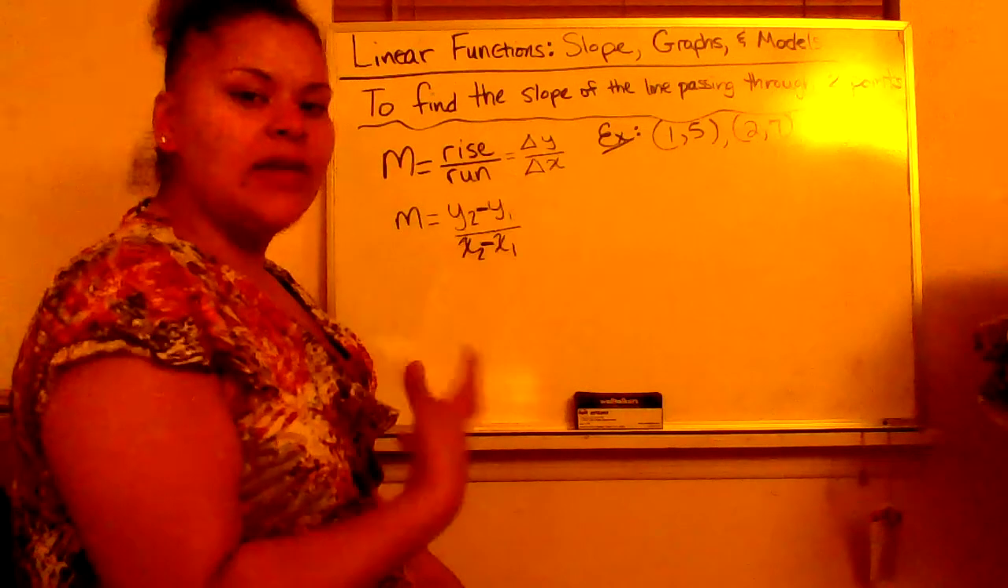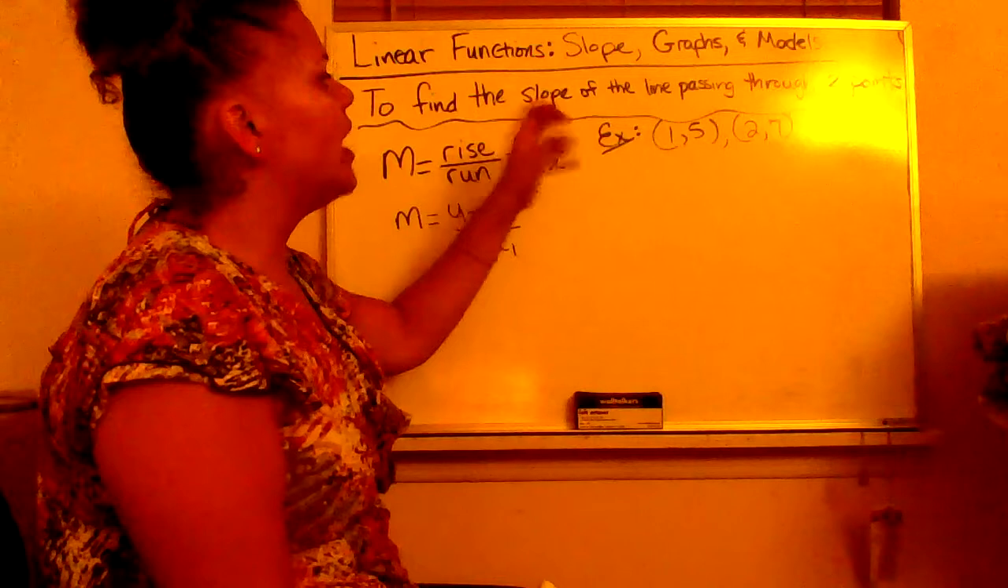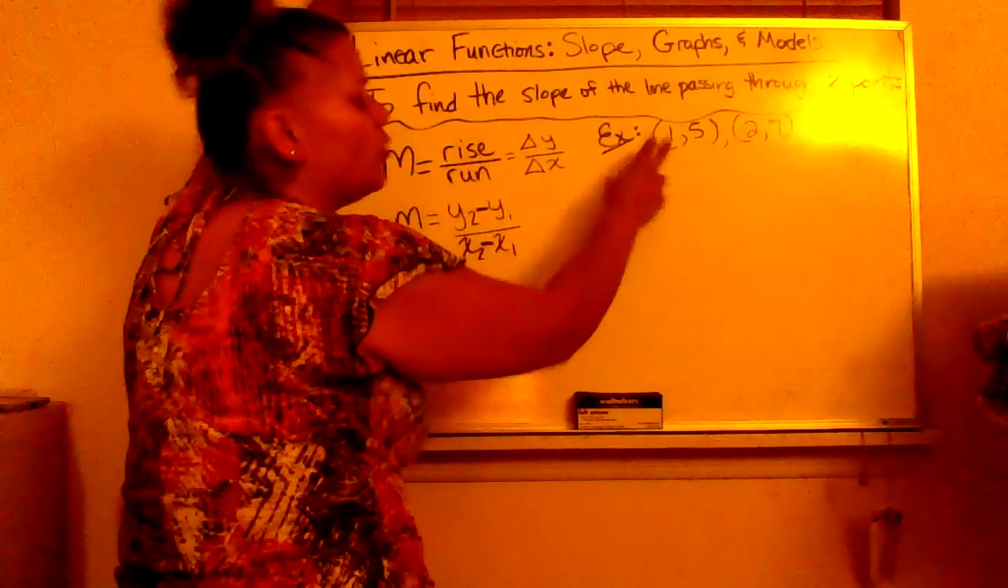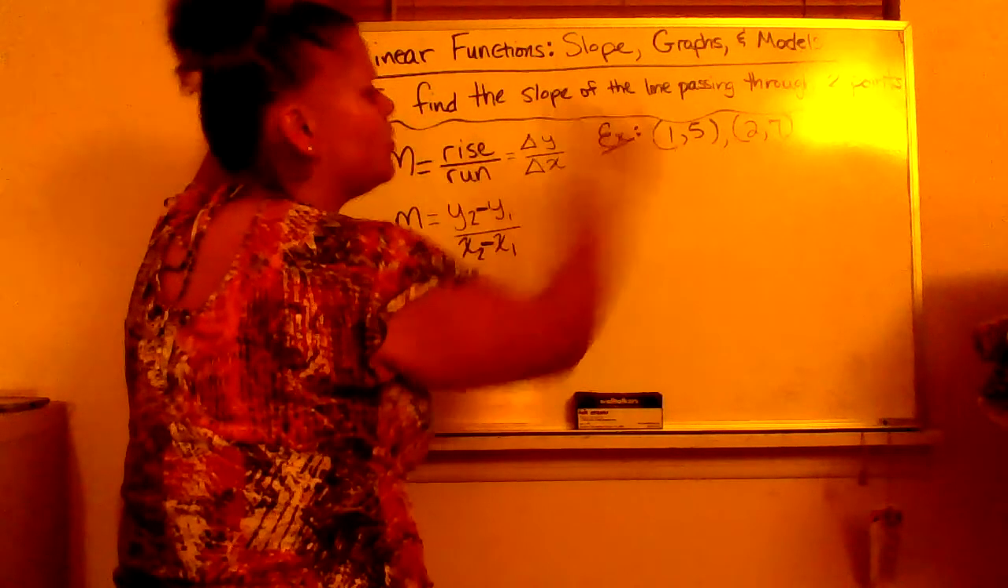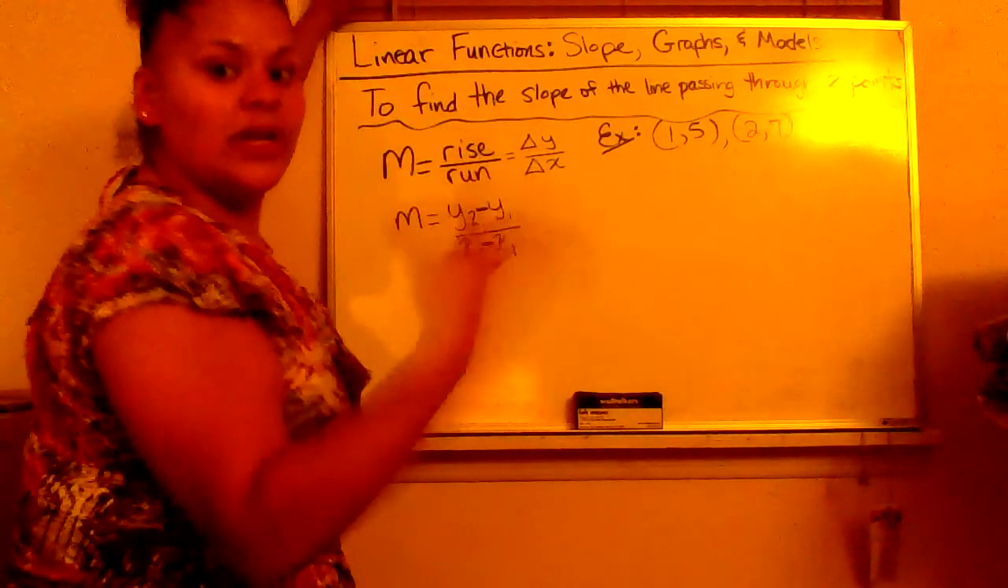Now we're going to find the slope when you're given 2 points. So we're going to find the slope of the line passing through 2 points. We're given 2 points, (1, 5) and (2, 7). In order to do this, you need the equation to find slope.